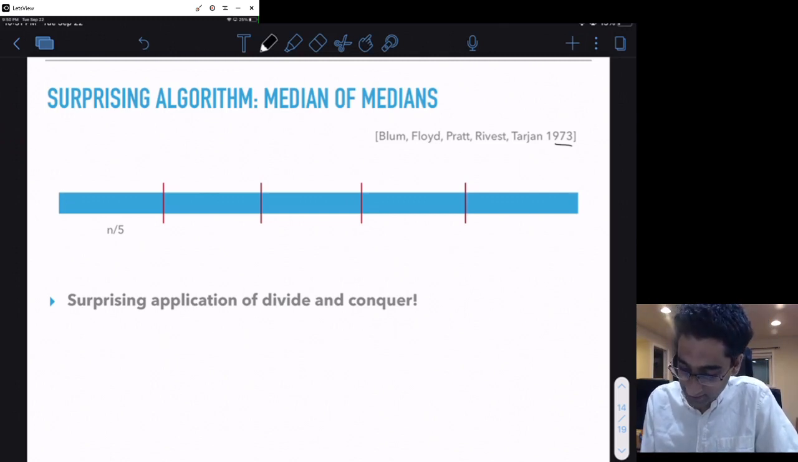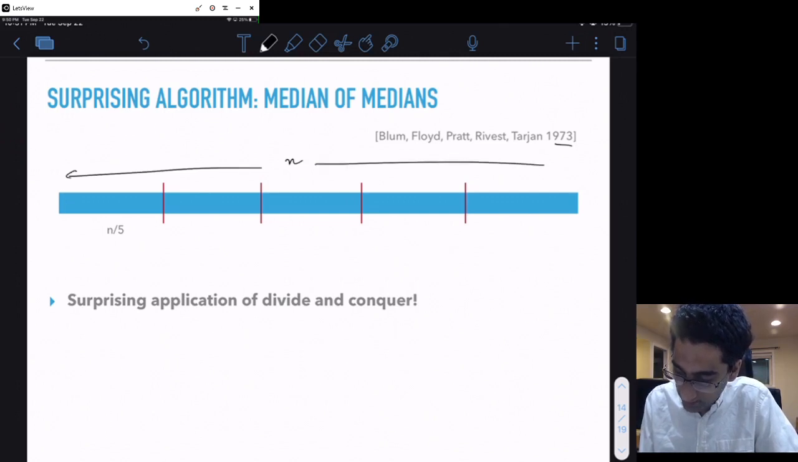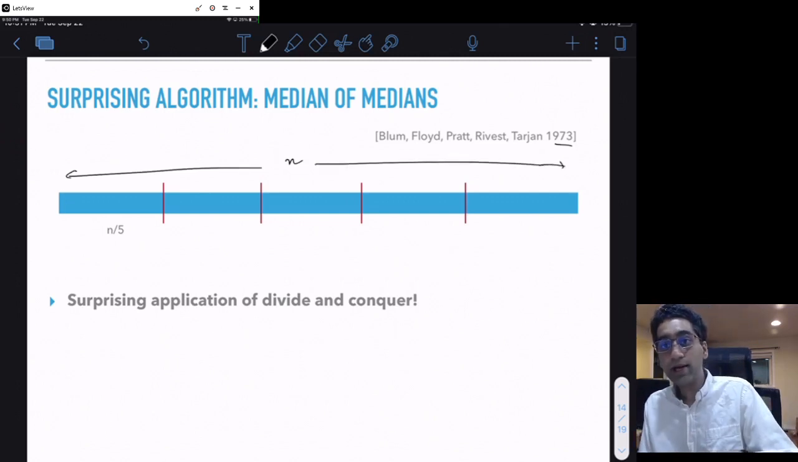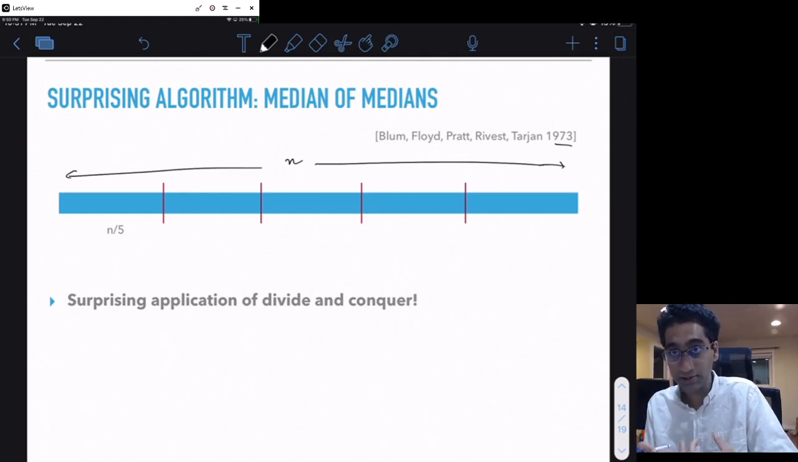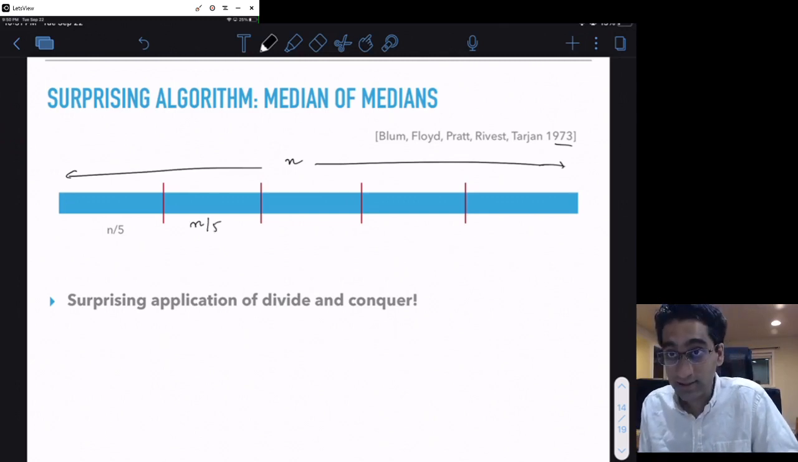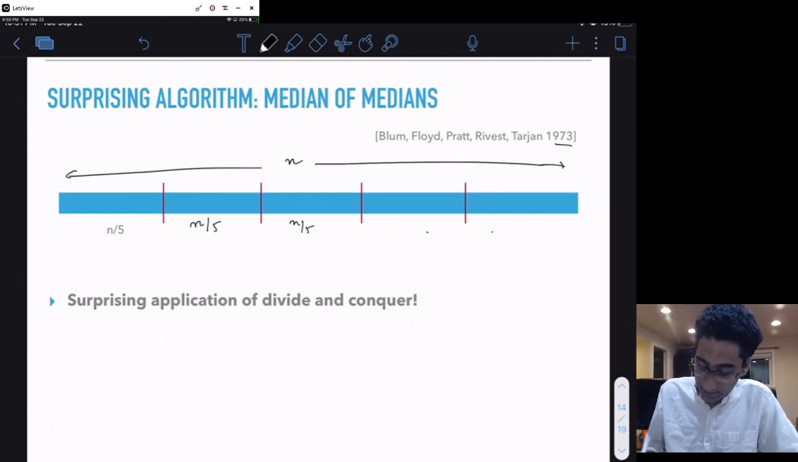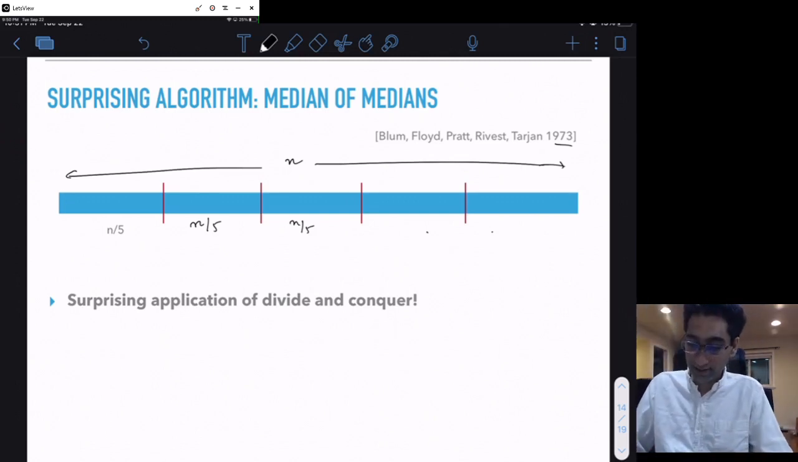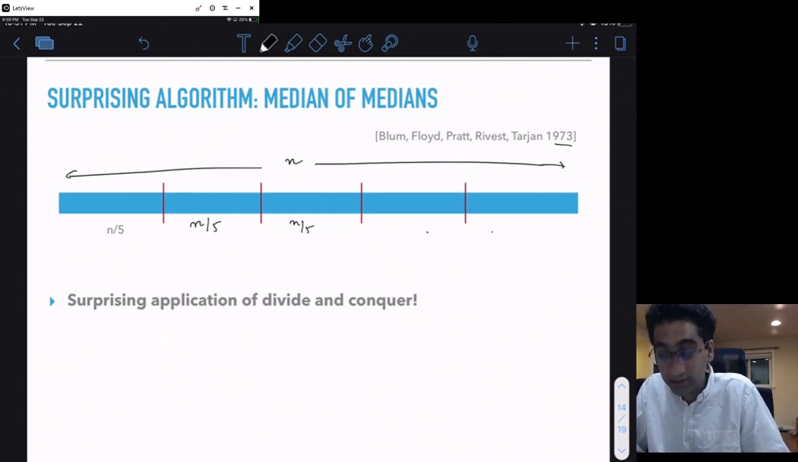It works by saying that I have this large array of length n. I break it up into pieces. The number of pieces is not terribly important, but it should be a reasonable number. Let's say I break it up into 5 chunks, each of size n by 5. It turns out that this is a surprising application of divide and conquer.